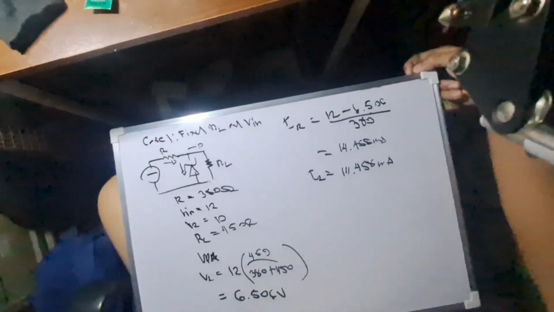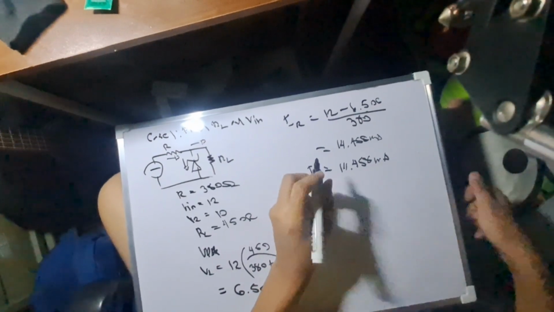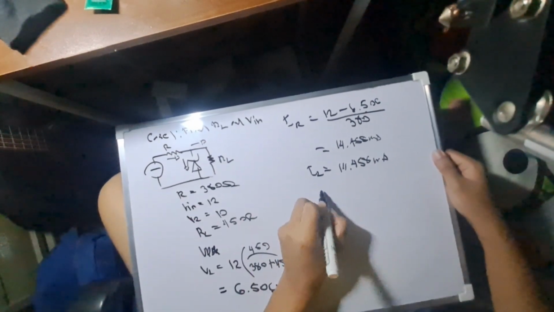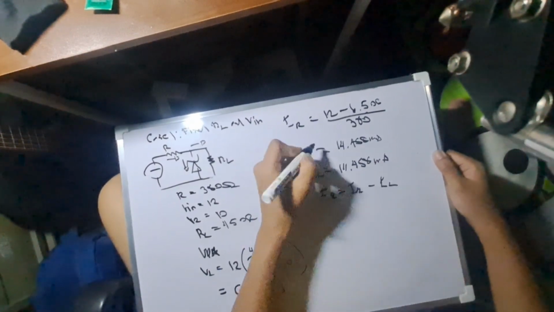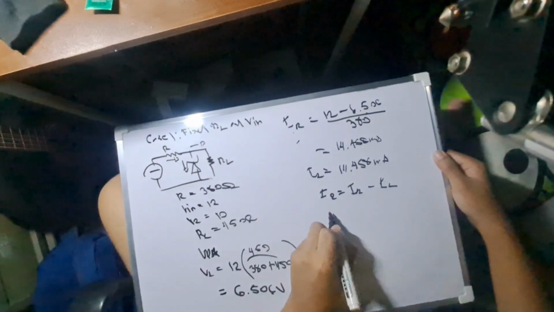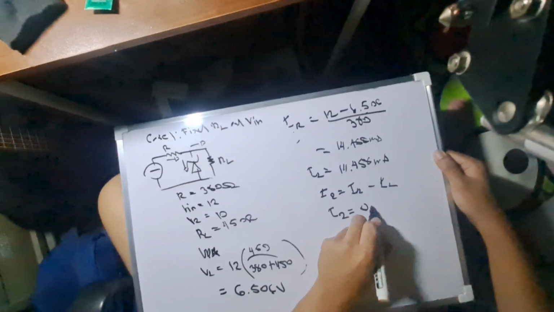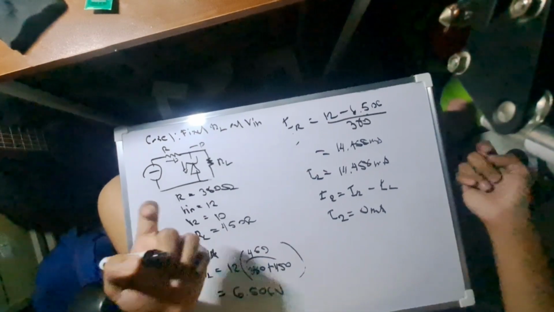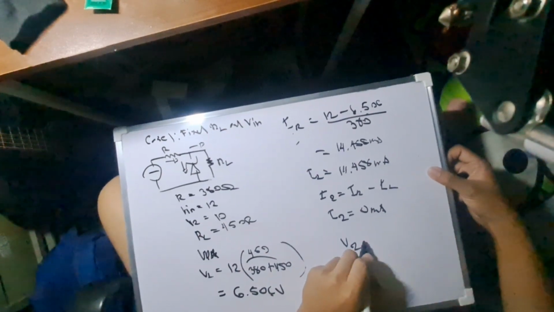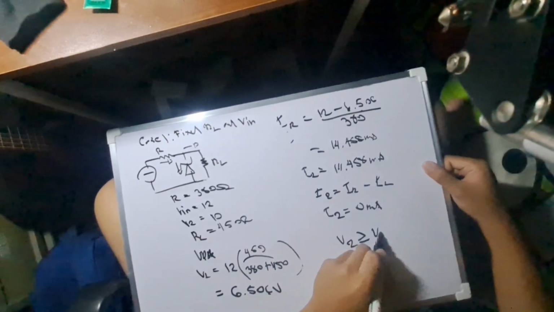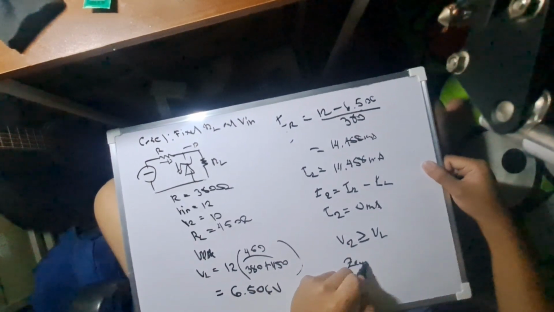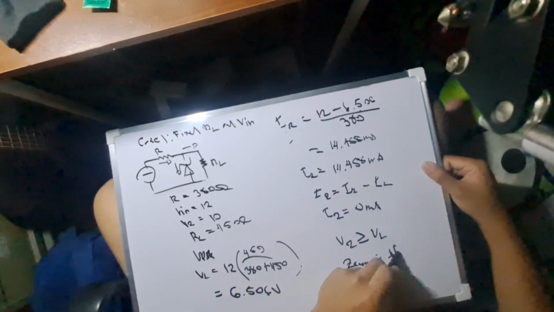So let's try the formula that I showed them, where IZ is equal to IR minus IL. You see, IR and IL are the same. Therefore, IZ is equal to 0 milliamperes. Since V Zener is not greater than or equal to VL, the Zener is offline.